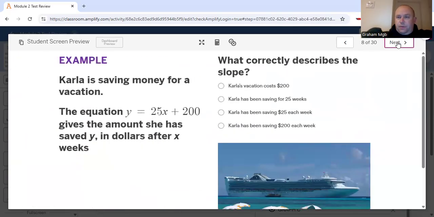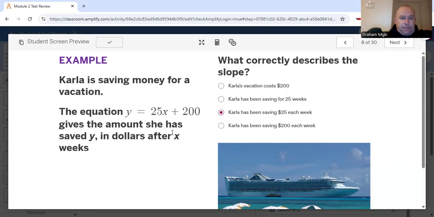So, starting off with a word problem, Carla is saving money for a vacation. The equation y equals 25x plus 200 gives the amount she has saved in dollars after x weeks, which correctly describes the slope. So the slope, as it starts with y equals, is the number in front of the x here. So something to do with 25 here. It does say that x is the number of weeks. So this means that she's been saving then $25 each week. And I think from that, we can actually pick out the correct answer.